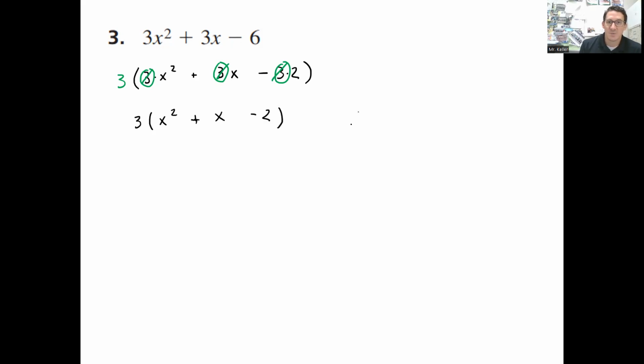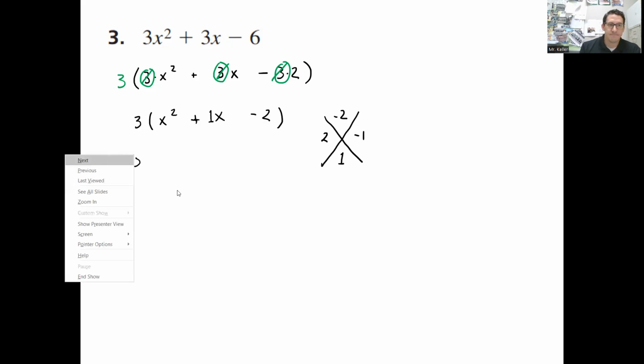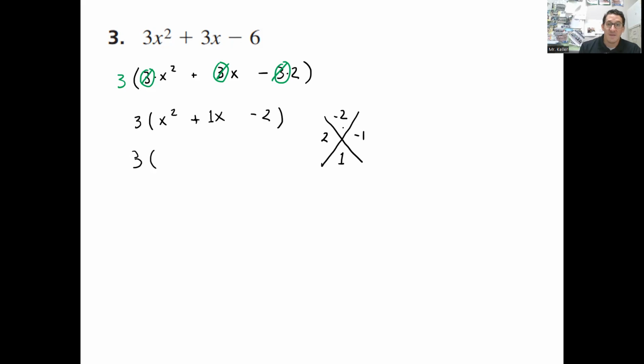Then I'm going to factor just what's left on the inside of the parentheses, so a negative 2 on top. Remember a little bit of invisible math, there'd be a 1 there, so 1 on bottom. Are there factors of negative 2 that add to 1? That's going to be a positive 2 and negative 1. Keeping it simple, there's only one set of factors for 2. So what's left in the parentheses is going to factor into x plus 2 and x minus 1. And that will do it for that one.